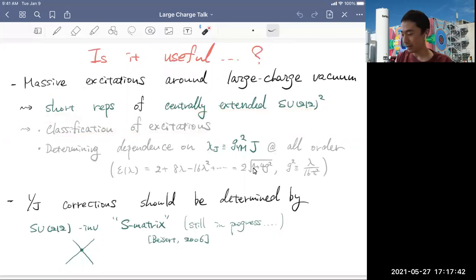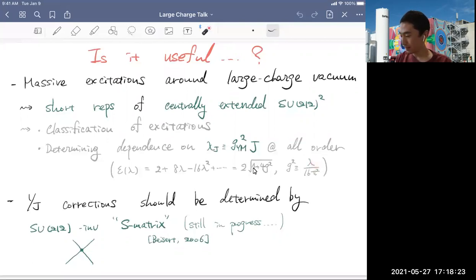And it also helps us to determine the dependence on the large charge and the 't Hooft coupling, g² times J, at all orders. For example, if you take one of the excitations and read off its energy, it's given by this expression, which you can check using perturbation theory. But the symmetry analysis tells you that it should resum into this expression, and you can confirm it up to this order, for instance, where g² is given by this λ over J.